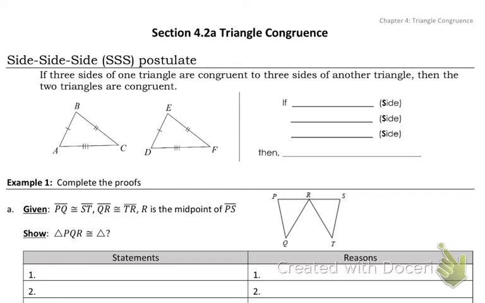The first one we're going to talk about is the side-side-side postulate. The side-side-side postulate says if three sides of one triangle are congruent to three sides of another triangle, then the triangles are in fact congruent. And remember, as soon as we say the triangles are congruent, that means everything is congruent. The angles are all congruent and all the sides are congruent. So today we're talking about how do I prove that triangles are in fact congruent? And I want to be able to do it without using every single part.